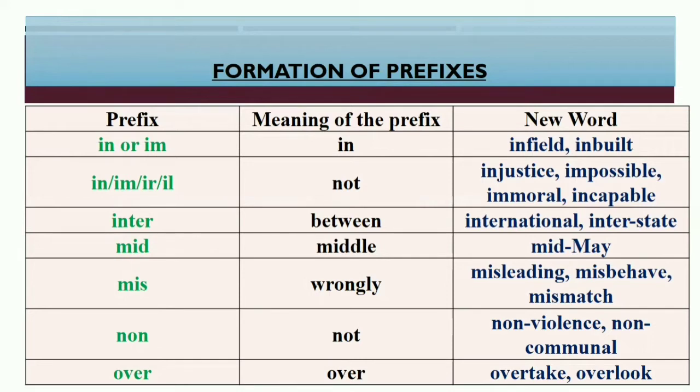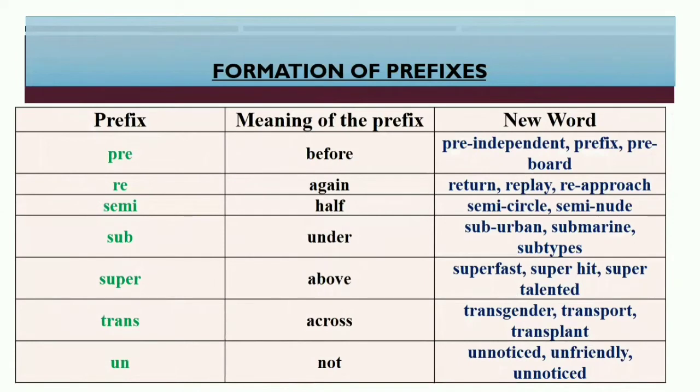Okay, dear learners, now over. Over means over, and we have new words overtake, overlook. Overstate can be there too. So we can make more than this using this prefix. Okay, dear learners, now we are going for some other prefixes and new words. Pre means before. Using this pre, we have made some new words here: pre-independent, prefix, pre-board. You can also make another word, preposition. We have learned preposition. So using prefix pre, you can make this type of new words.